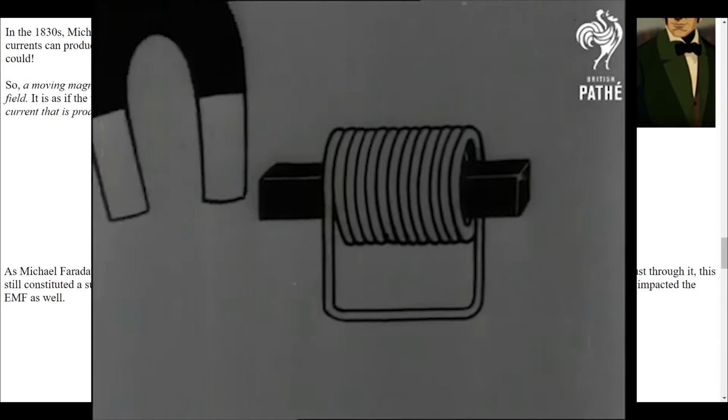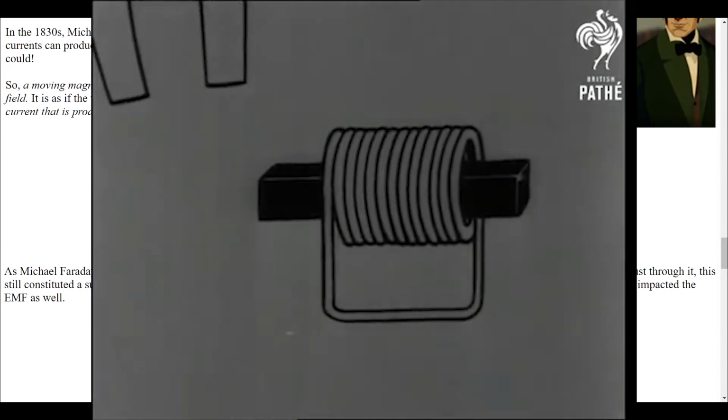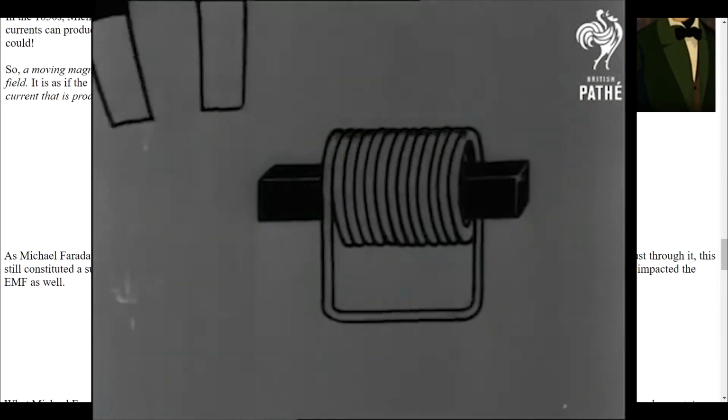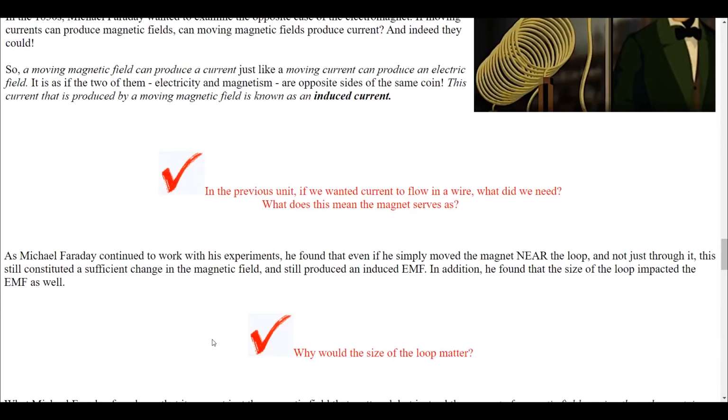But what he found is that the magnet doesn't even have to go into the loop. It can just be near the loop. And that will still give us some kind of induced EMF. And so when I say EMF, we saw it on WebAssign last week as well. EMF stands for electromotive force. It's really just a voltage.